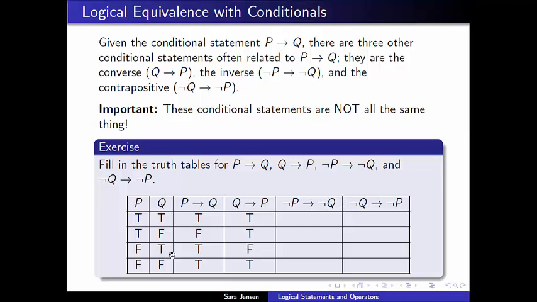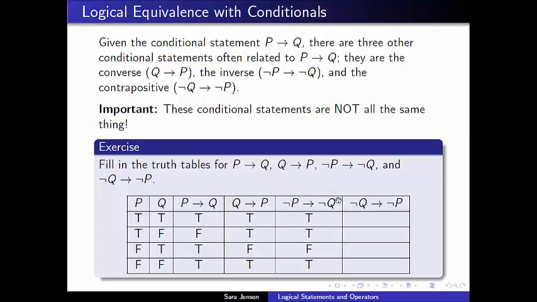Q is true in the 3rd line, so not Q would be false in the 3rd line. So in this 3rd line, not P would be true, not Q would be false. The false should go right here, and the rest of our values should be true. So these 2 statements, Q implies P and not P implies not Q, are in fact logically equivalent. They have the same values in every row of the truth table.